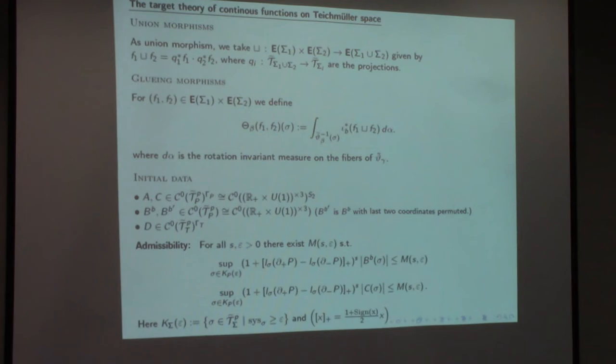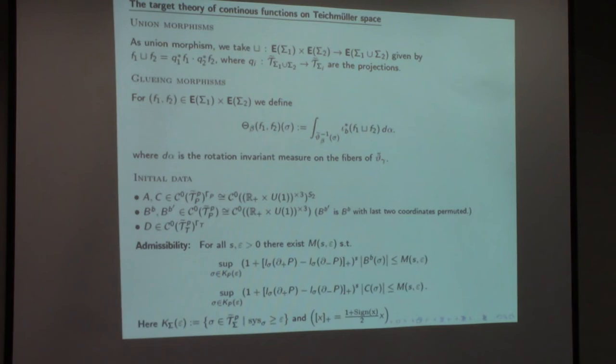Okay. And so now, what is initial data here? Well, initial data is two functions, A and C, which are continuous functions on the Teichmuller space of the pair of pants, which are mapping class group invariant. That just simply translates into continuous functions on R plus cross U1 to the 3 that are invariant under switching the last two arguments. B and B prime are just two arbitrary continuous functions on this space, but they have to be related in such a way that if I switch again the last pair, corresponding to switching the two boundaries of the pants, then they interchange. And then D is a function that is continuous on the Teichmuller space of one-holed torus, which is mapping class group invariant.